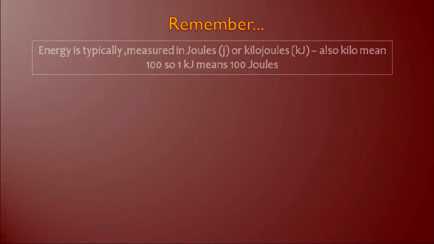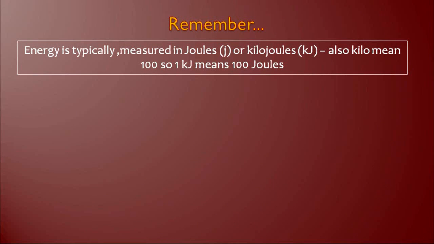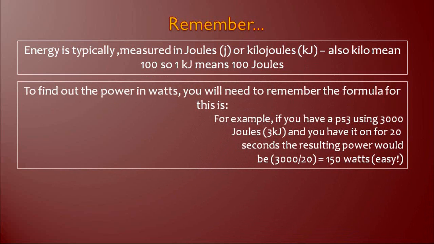Remember, energy is typically measured in joules or J, or kilojoules or kJ. Also, kilo means 1,000. So 1 kilojoule means 1,000 joules. To find out the power in watts, you need to remember the formula for this. For example, if you have a PS3 using 3,000 joules and you have it on for 20 seconds, the resulting power would be 3,000 divided by 20 equals 150 watts.